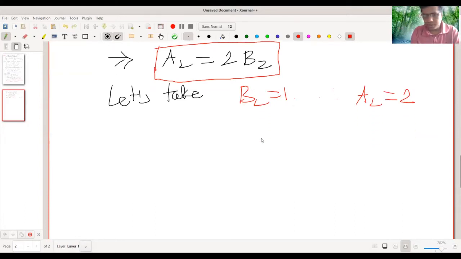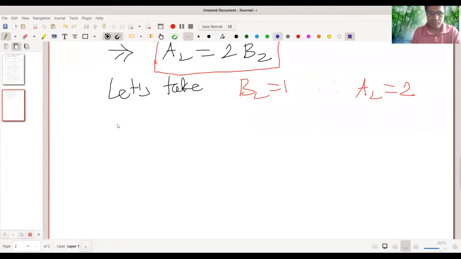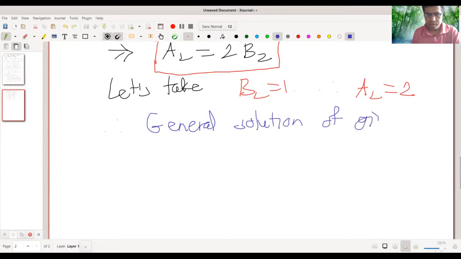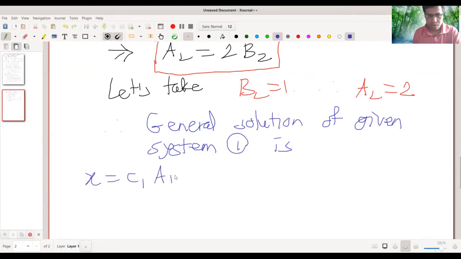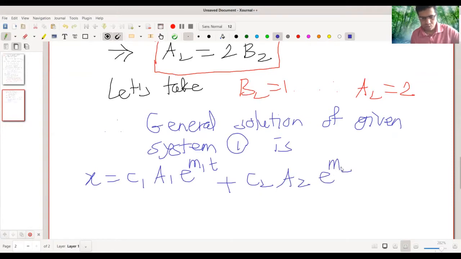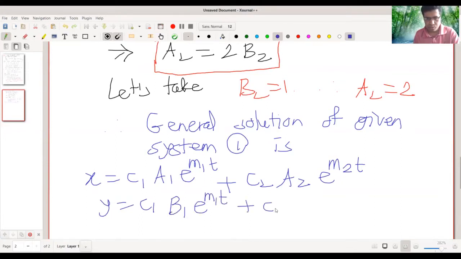Now we have the general solution. Therefore, the general solution of the given system 1 is x equal to C1 A1 e raised to M1t plus C2 A2 e raised to M2t, and y is C1 B1 e raised to M1t plus C2 B2 e raised to M2t.